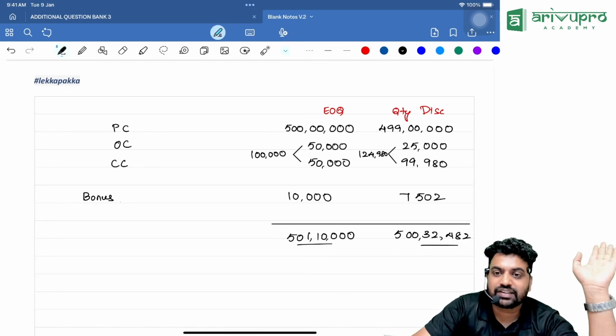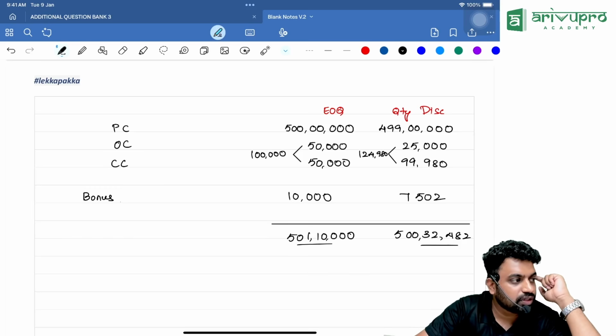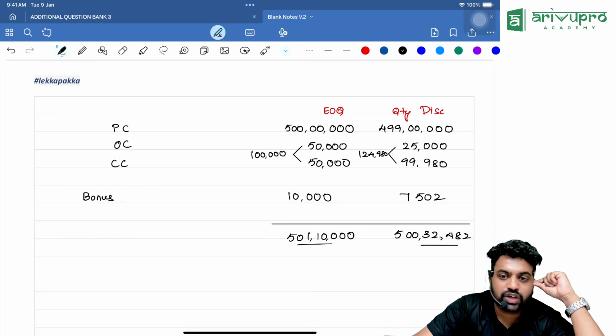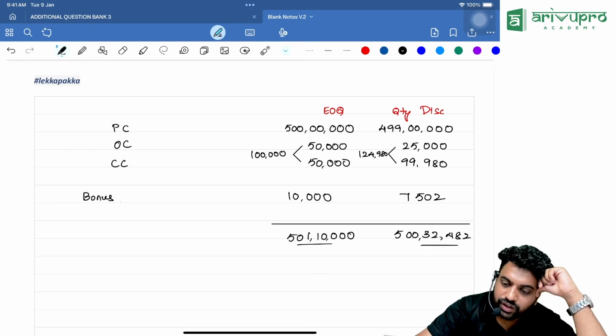Just by considering your ordering cost and carrying cost, don't fall for that. Go for the quantity discount. If at all you give the right to your purchase manager, then straight away he will go for the EOQ because he is getting more bonus. Getting it? This is how you are going to do.